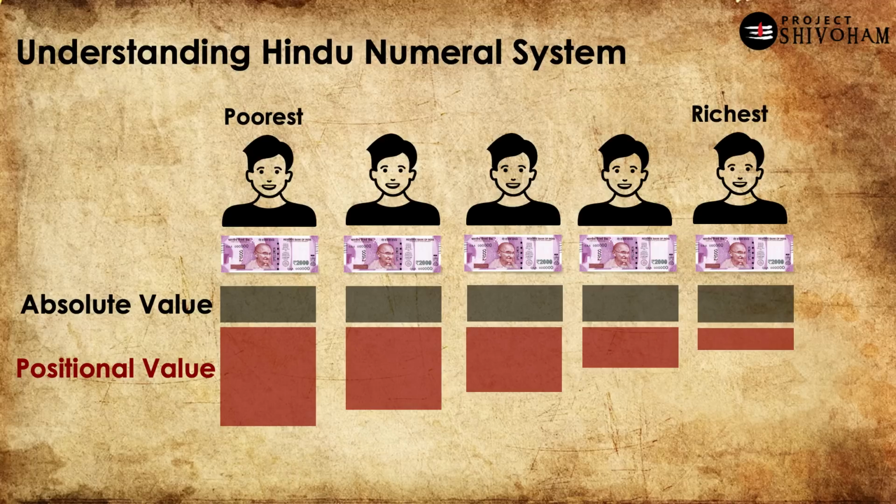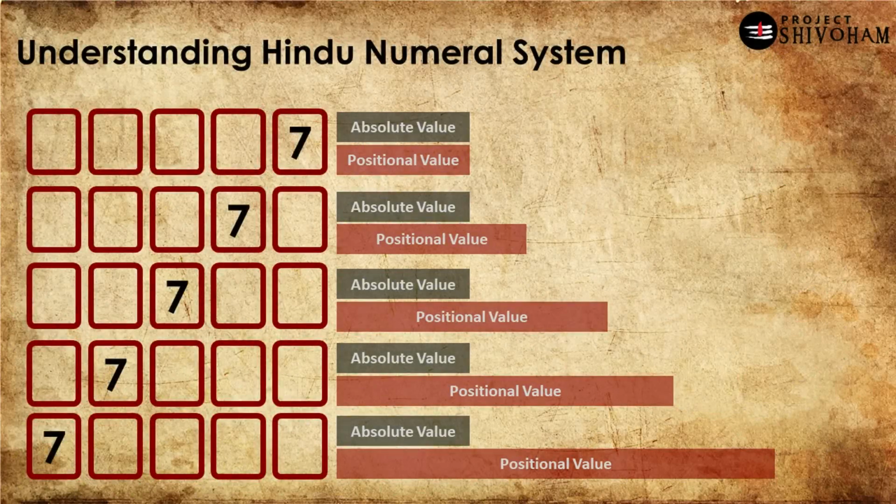This scenario metaphorically explains how the Hindu number system works, or the positional number system. A number has an absolute value which never changes, and also a positional value that changes depending on which position it is occupying in a complete number. And if we try to transpose the 2000 rupee note scenario to the Hindu number system, this is how it works. 7 as a number has an absolute value that will never change, but 7 also has a positional value which will change as a function of the position it occupies in a larger number.